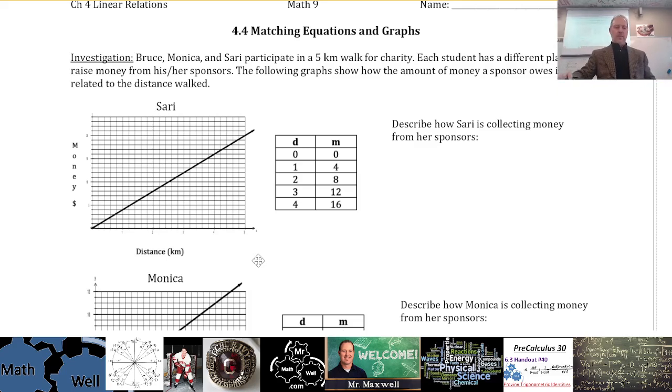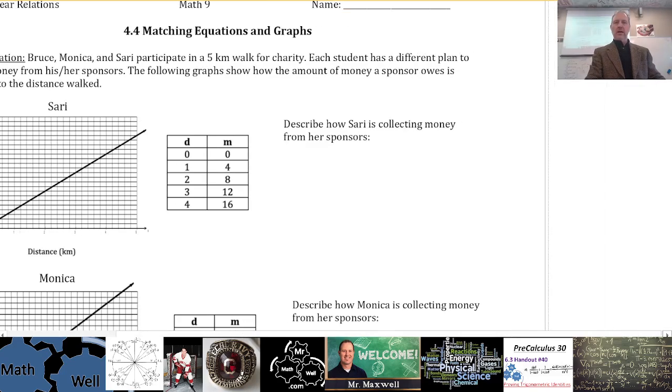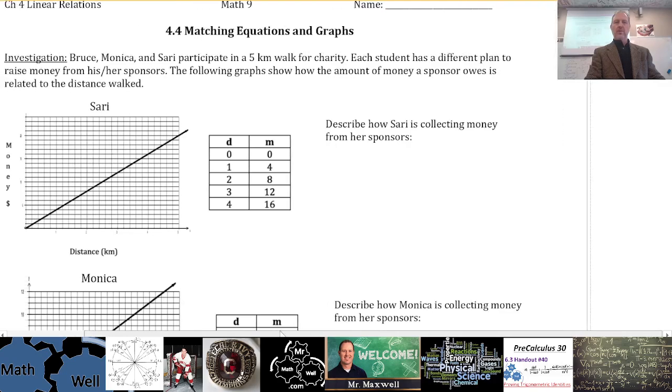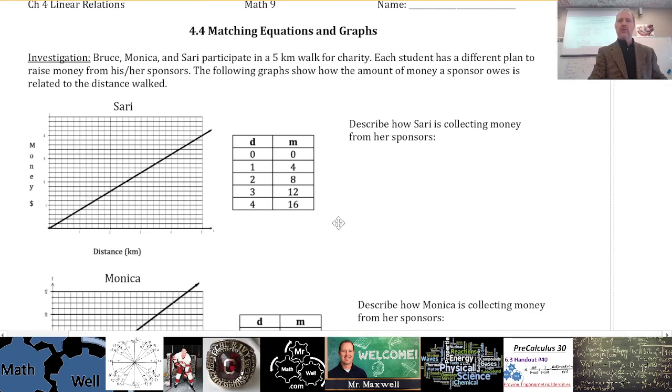All right, so in your notes here, we have a little situation. It's called an investigation, and this is the setup of this investigation. It says, Bruce, Monica, and Sari participated in a 5-kilometer walk for charity. Each student has a different plan to raise money from his or her sponsors. The following graphs show how the amount of money a sponsor owes is related to the distance walked.